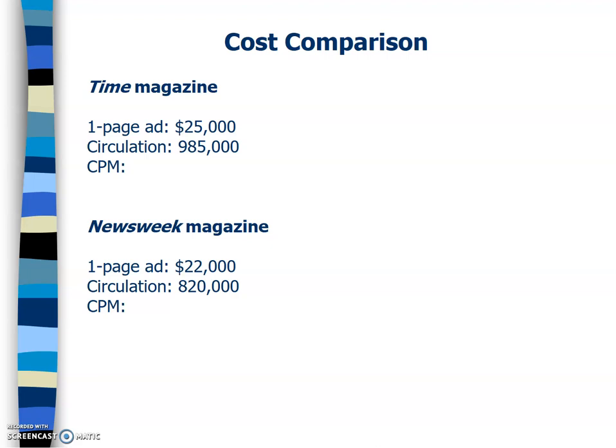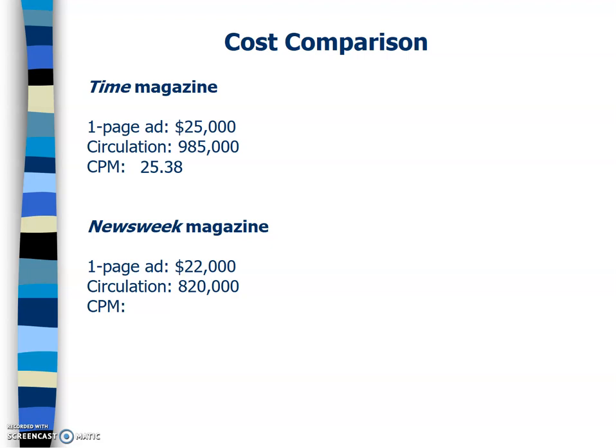So what does that come out to? You can pause the video and figure it out for yourself. I think it's the best way to do it. But I don't want to take this time, so I'm just assuming you're pausing the video now and doing the calculation yourself, and then come back and restart the video. So the cost per thousand for Time magazine is $25.38 for a full page, full color, one page ad.